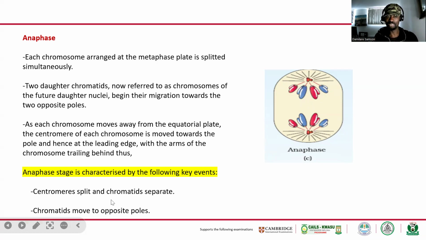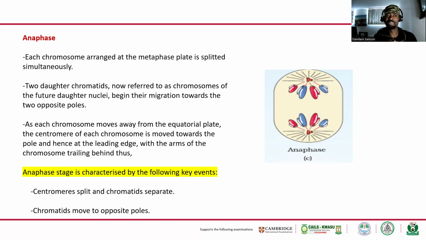Now, what are the main characteristics or key events that occur here? The reason I'm giving the key events is that with them, you can summarize what is happening in each of the phases. Once you remember spindle fiber, once you remember moving towards the equator, the equatorial plate, or the center, you know what we are talking about.